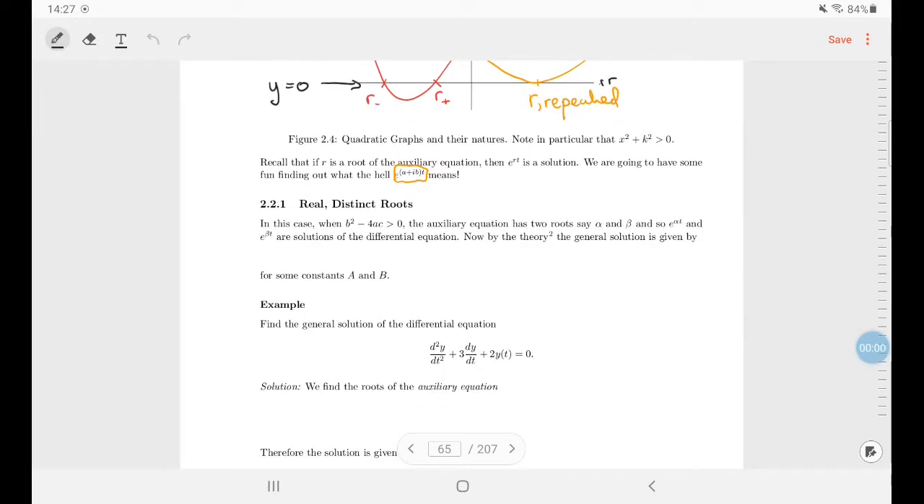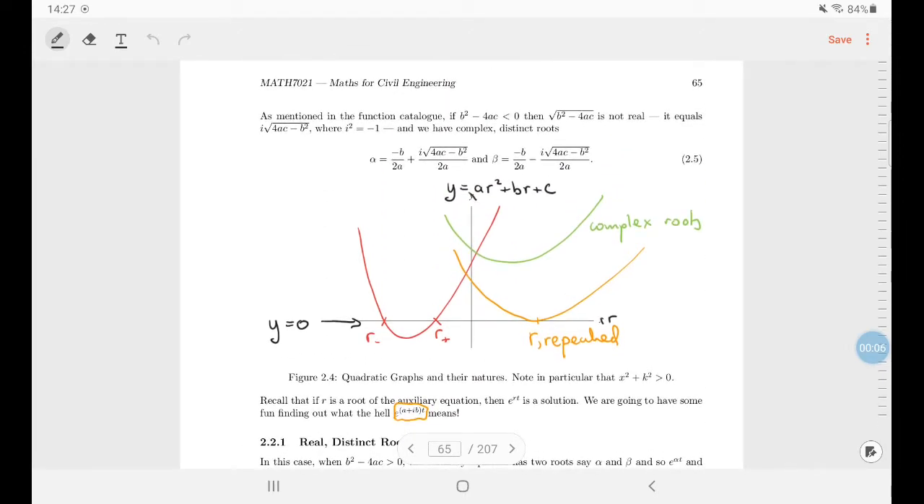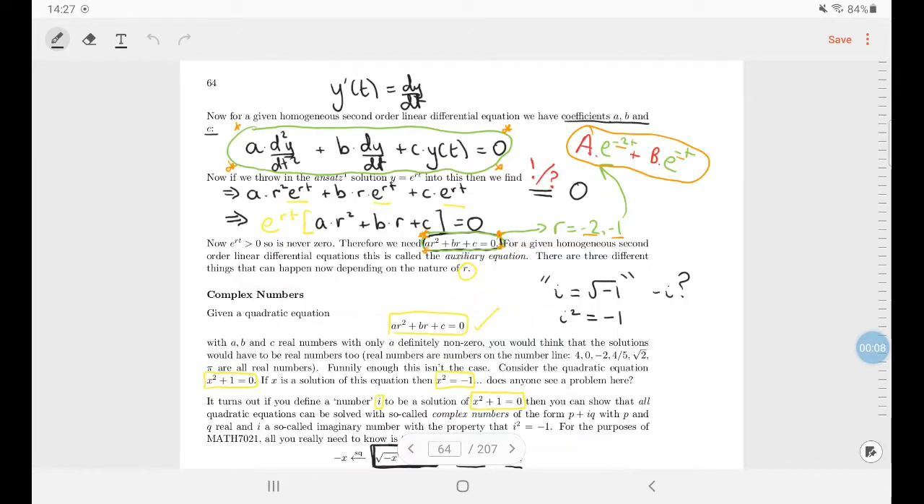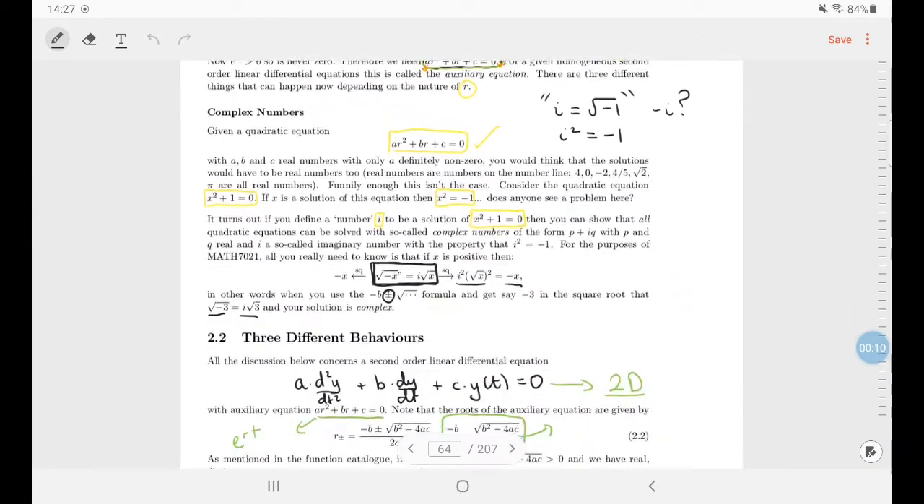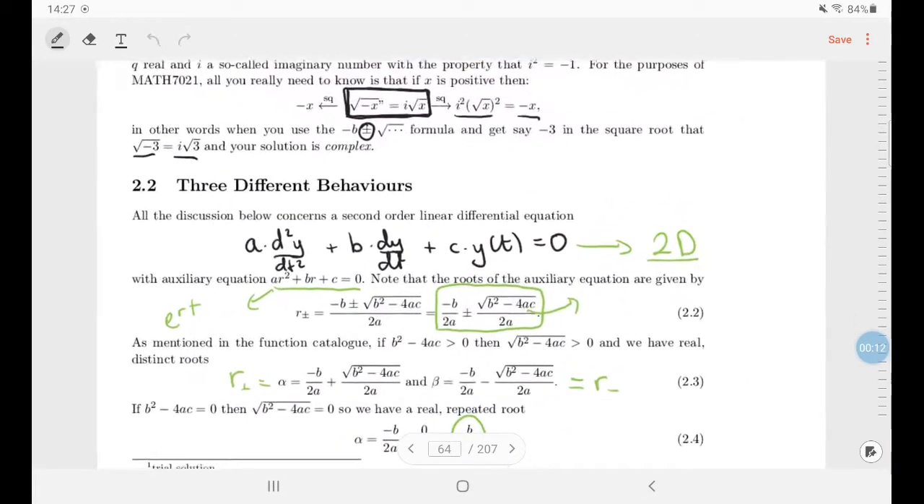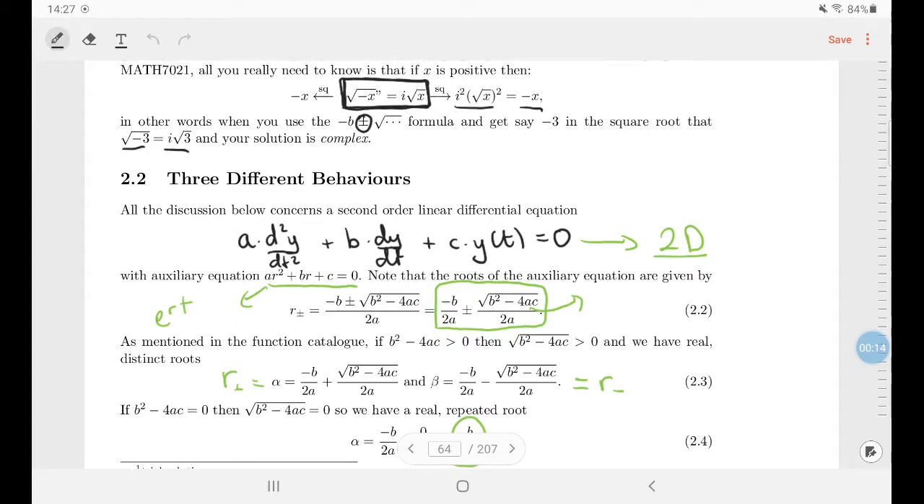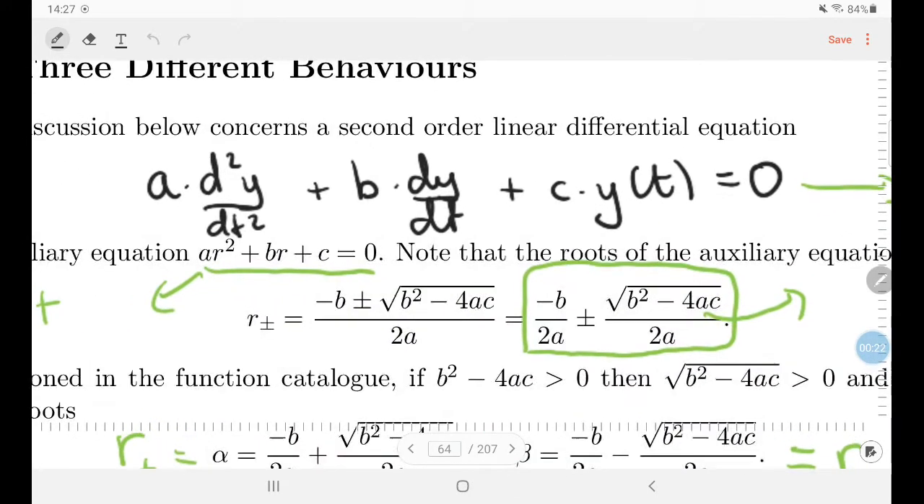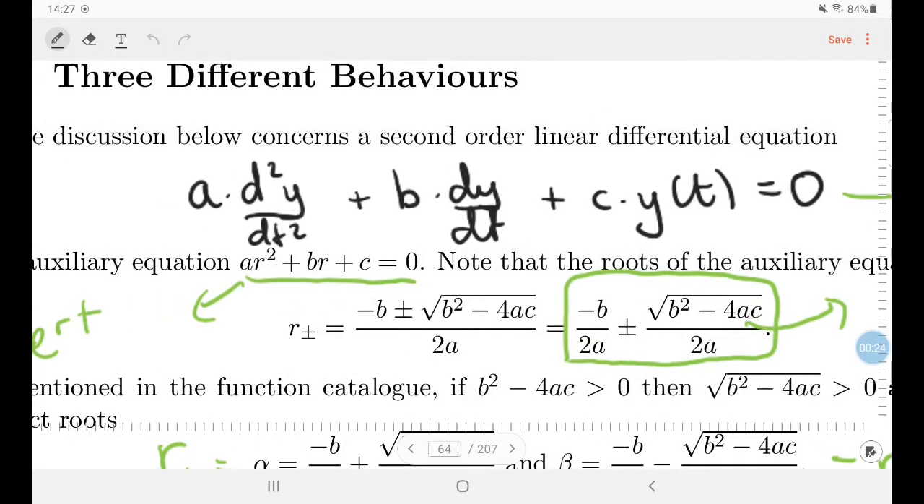Page 65 of the manual now. So we have this thing, we'll just go back, although you've probably just seen it. If you have a second order linear differential equation like this thing in black here, what you do is you write down what's called the auxiliary equation, this underlined green thing, the auxiliary equation.